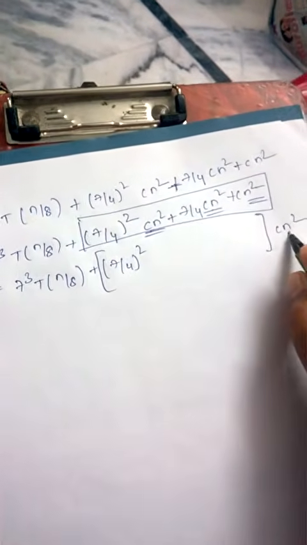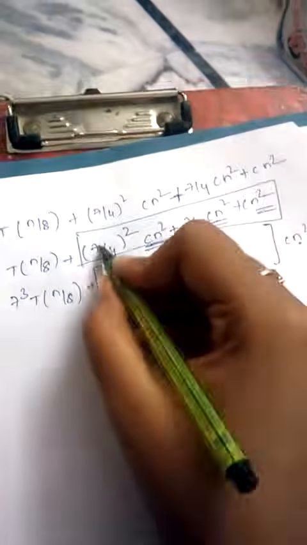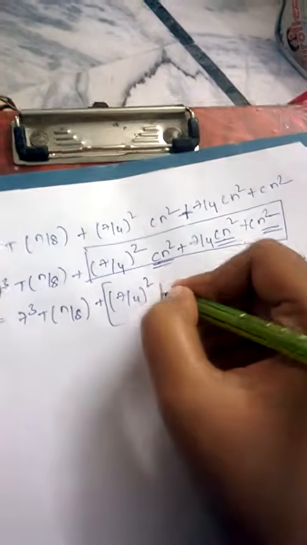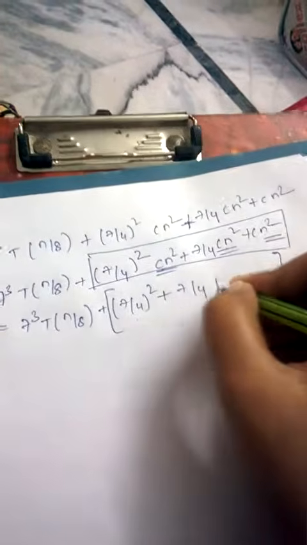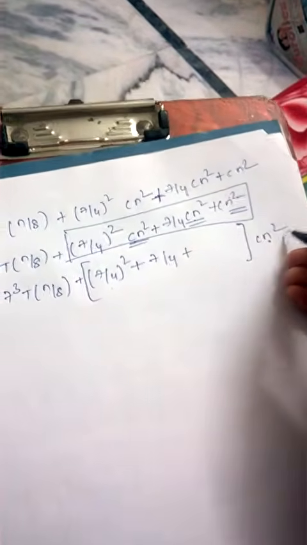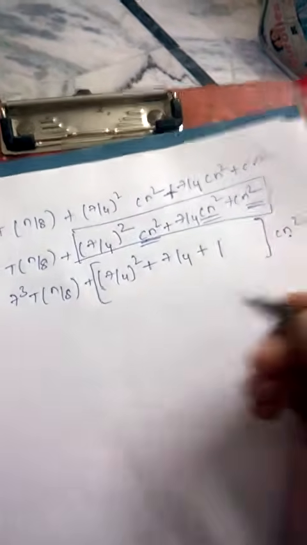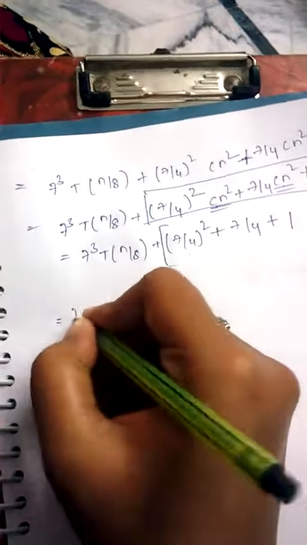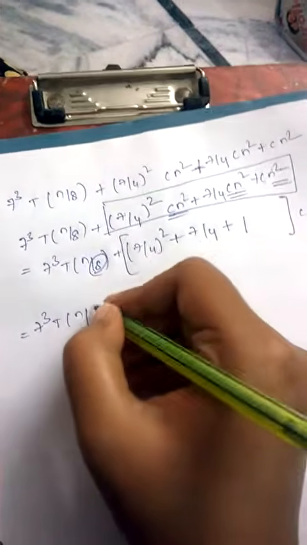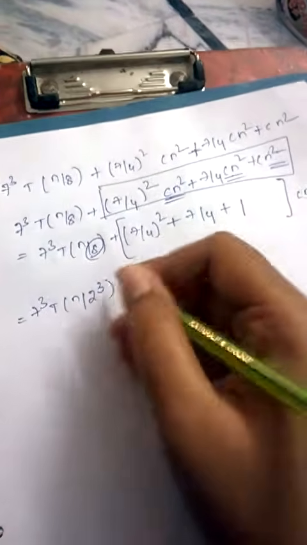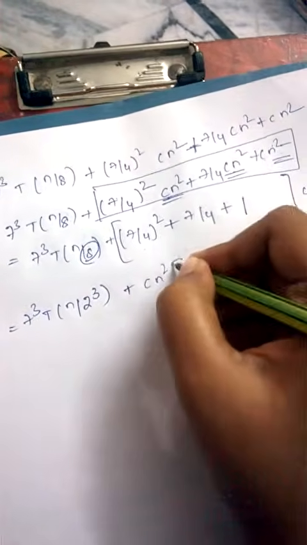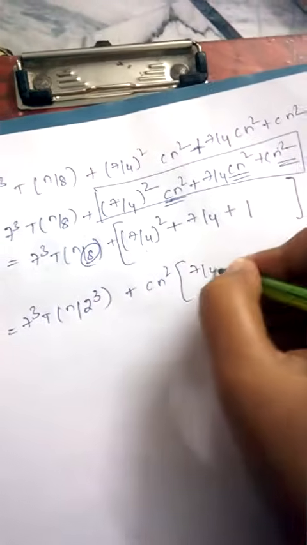I took cn square common. Now we will get (7/4) square plus 7/4 plus 1, since I already took the common as cn square, so I will have only 1. Now 7 cube T(n/8). 8 can be written as 2 cube, plus cn square of 7/4.